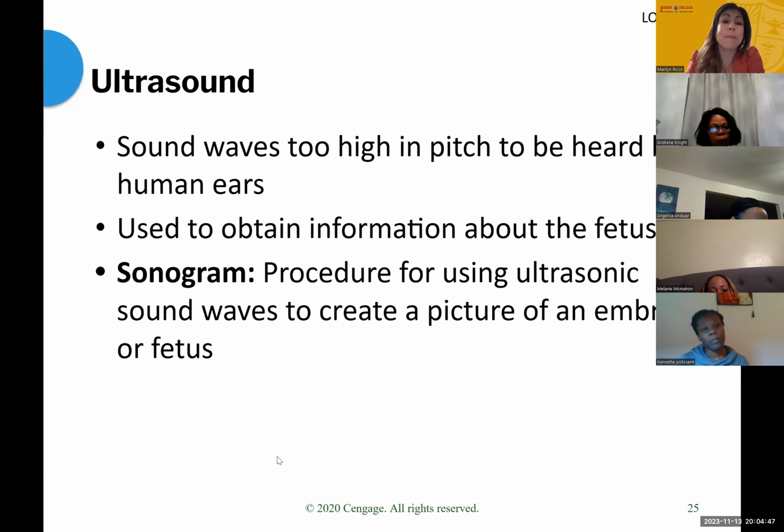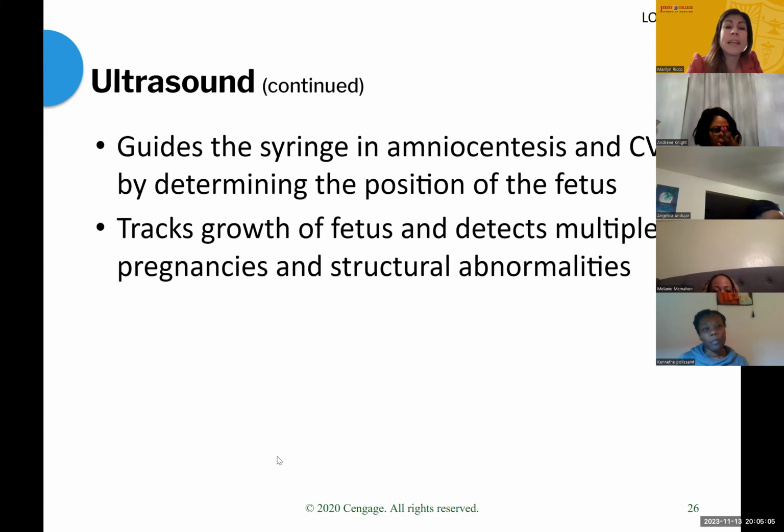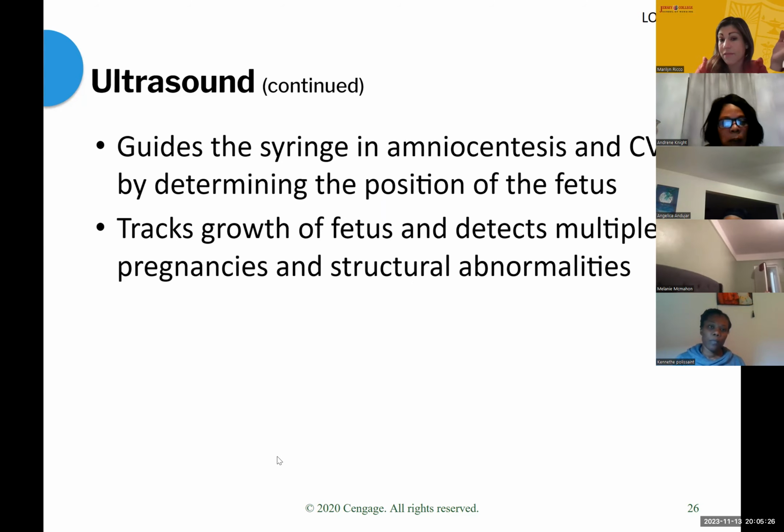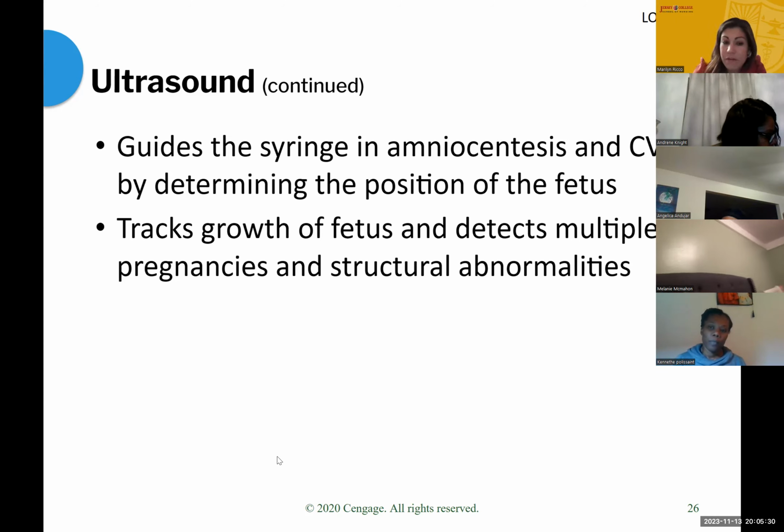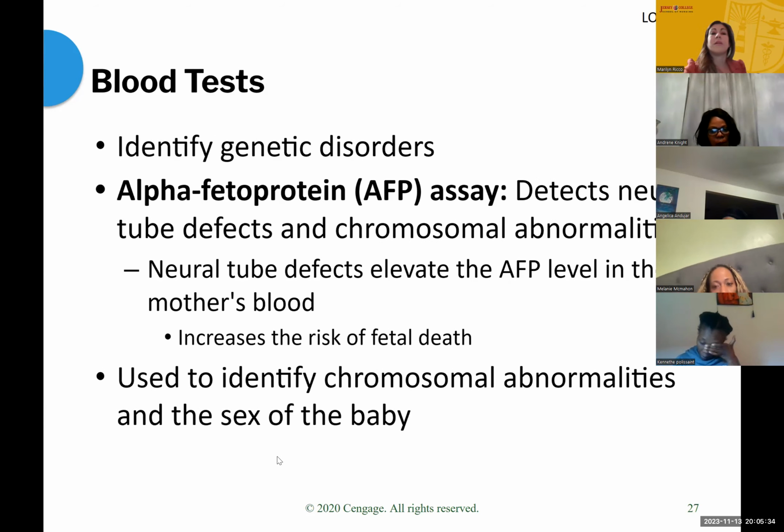You want to avoid doing amniocentesis or chorionic villus sampling unless you really, really have to. An ultrasound uses sound waves too high in pitch to be heard by human ears. It's used to obtain information about the fetus. And a sonogram is the procedure for using ultrasonic sound waves to create a picture of an embryo or fetus. It's also used in the amniocentesis and CVS to guide the syringe by determining the position of the fetus, right? So it tracks the growth of the fetus and detects multiple pregnancies and structural abnormalities. Again, ultrasounds are your safe bet, but unless it's very, very necessary, you want to avoid doing the amniocentesis and the CVS.